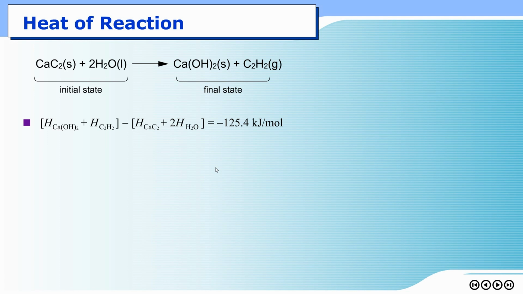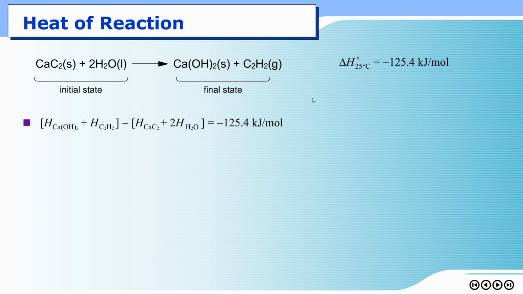Mathematically, the change in enthalpy is basically the enthalpy of the final state subtracted by the enthalpy of the initial state. For this particular example, the final state contains two compounds, and the initial state also contains two compounds. So we have to take the enthalpy of each compound combined at each state. Let's assume that somehow we can obtain the number, and the number here is 125.4 kilojoule per mole.